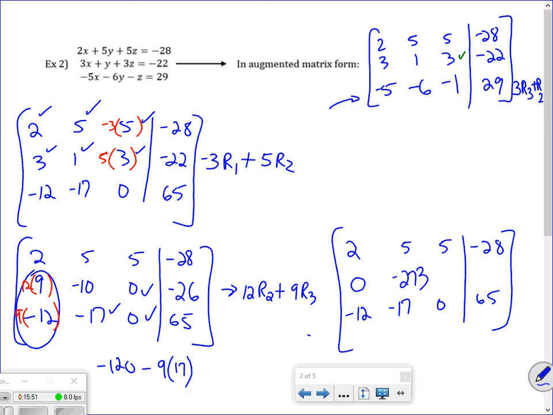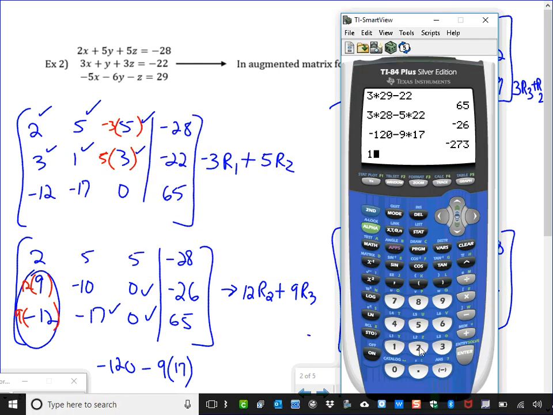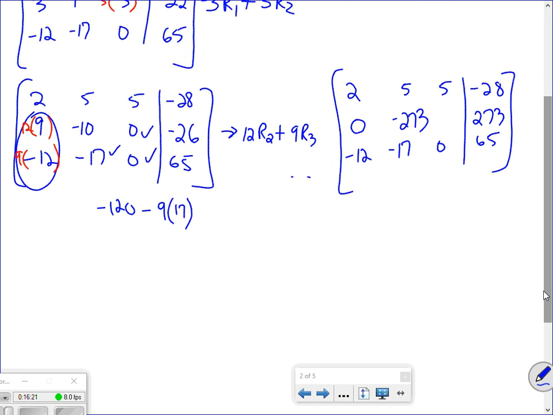All right, and then we have, let's see, negative 26 times 12. So I'll use my calculator again. So 12 times negative 26, and then I'm going to add that with 9 times 65. Oops, too many multiplication symbols. All right, 273. Phew. So we're going to stop this matrix business because this one was horrible. So right there, though, I have an answer.